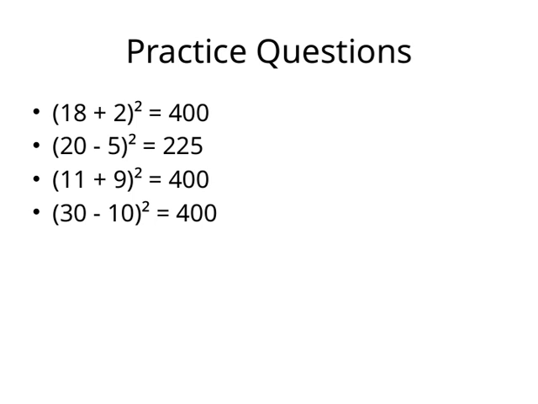Finally, (30 - 10)² equals 400. Subtracting 10 from 30 gives us 20, and squaring 20 results in 400 once more. This reinforces that regardless of the operation, addition or subtraction, if the result inside the parentheses is 20, squaring it will always give us 400.